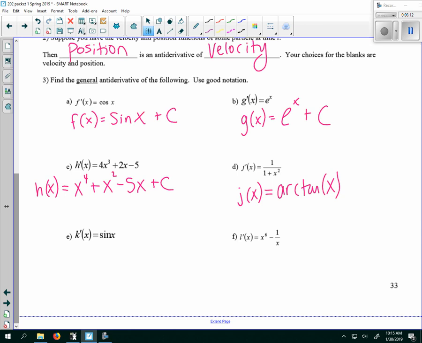Okay, a function whose derivative is the sine of x. Oh, I forgot my plus c in the last one. Okay, k of x is a function whose derivative is sine. So the derivative of cosine is negative sine. So if I start with negative cosine, that would give me a derivative of negative sine. So that would be sine. And then I need the plus c.